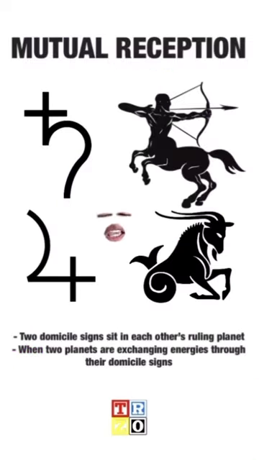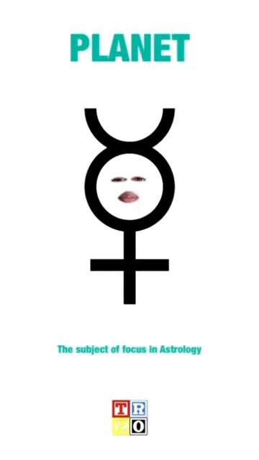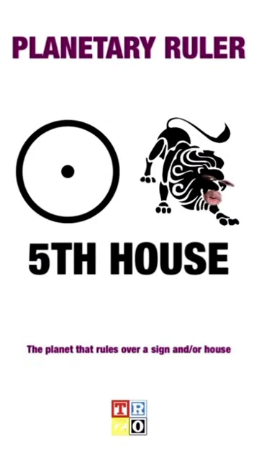Mutual reception. It's when 2 domicile signs sit in each other's ruling planet, when 2 signs are exchanging energies through their domicile signs as well. For instance, you got Saturn in Sag, Jupiter in Cap. That's a mutual reception. Saturn belongs to Capricorn, Jupiter belongs to Sag. Planet. It's the subject of focus in astrology. That's it. Planetary ruler. It's the planet that rules over a sign and/or house.